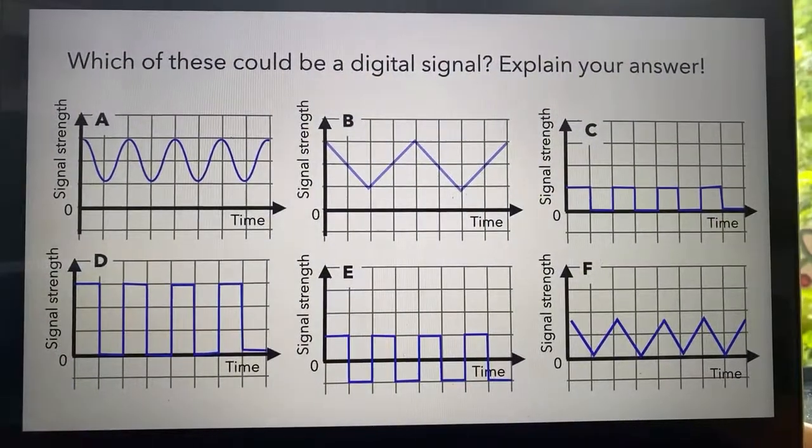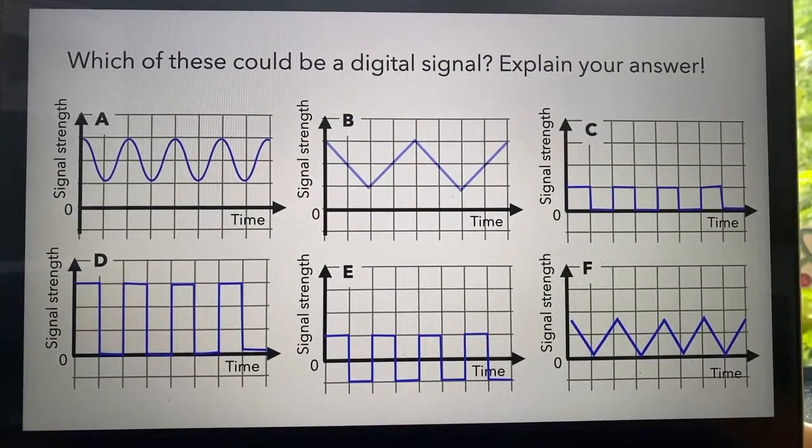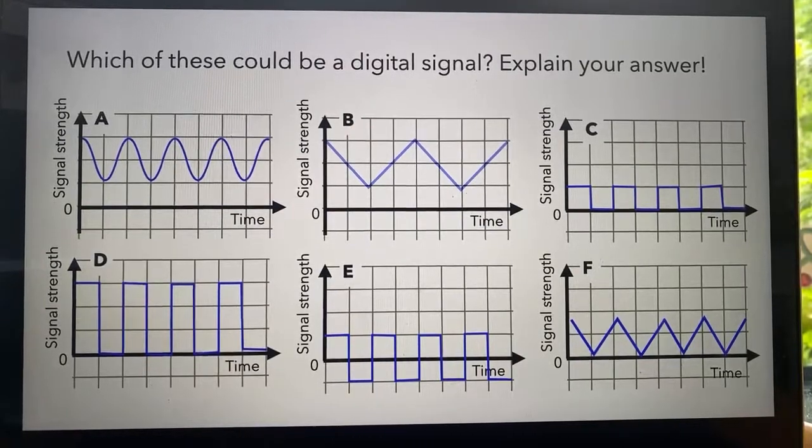So have a look at these 6 graphs. Which one of them could be a digital signal? I haven't told you how many digital signals there are here. So A is just a kind of wiggly line like we're used to drawing with waves. B is kind of the same shape as that wiggly line, but they're straight lines. It's almost like just a bunch of triangles in a row.